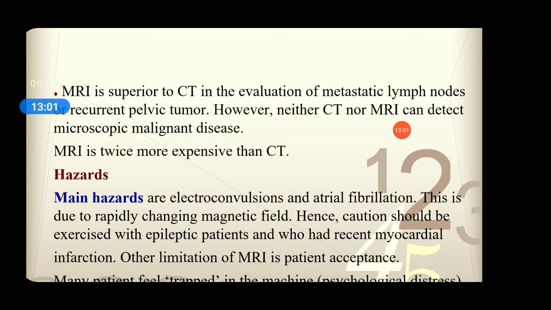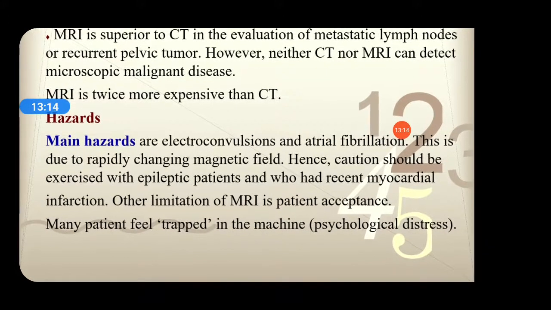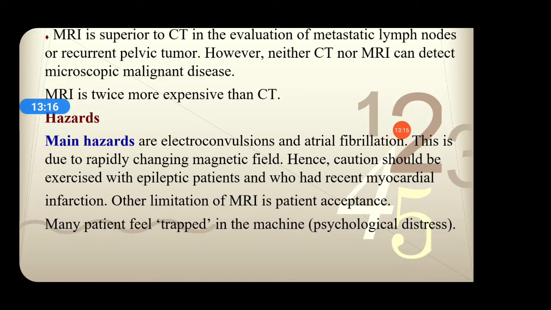MRI is twice as expensive as CT, which is again a disadvantage. We were saying CT is expensive, but MRI is twice as expensive as the CT scan. Hazards: the main hazards are electroconvulsions and atrial fibrillation. This is due to the rapidly changing magnetic field. However, caution should be exercised with epileptic patients and those who had a recent MI, or myocardial infarction. So in cardiac patients and patients with a history of fits or epilepsy, you have to be more cautious.